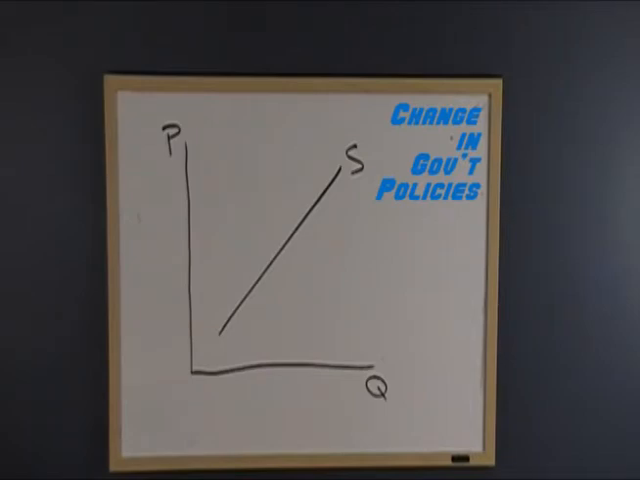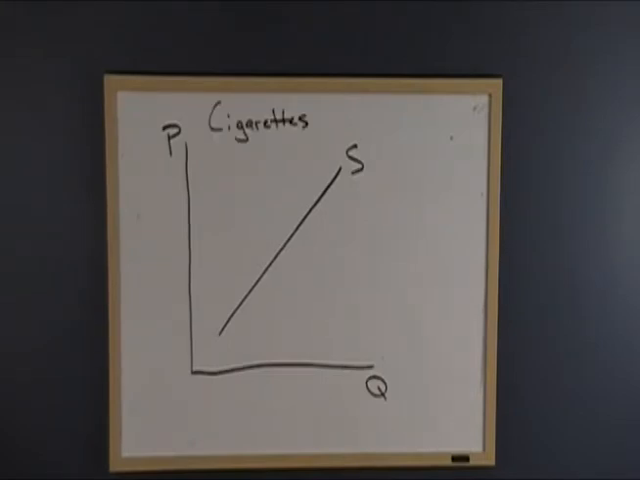Now, the government can do one of two things to a firm. They can either make things more costly by taxing their good or service, or they can make things less costly by giving a subsidy to the firm for producing a good or service. For taxes, we'll take a look at cigarettes. As the government taxes cigarettes more and more and more, the cost of producing a cigarette increases as well.